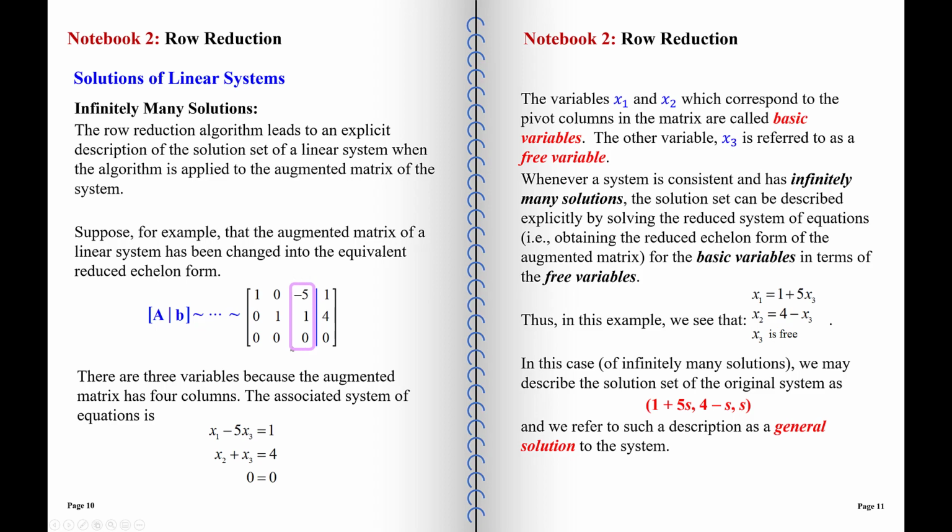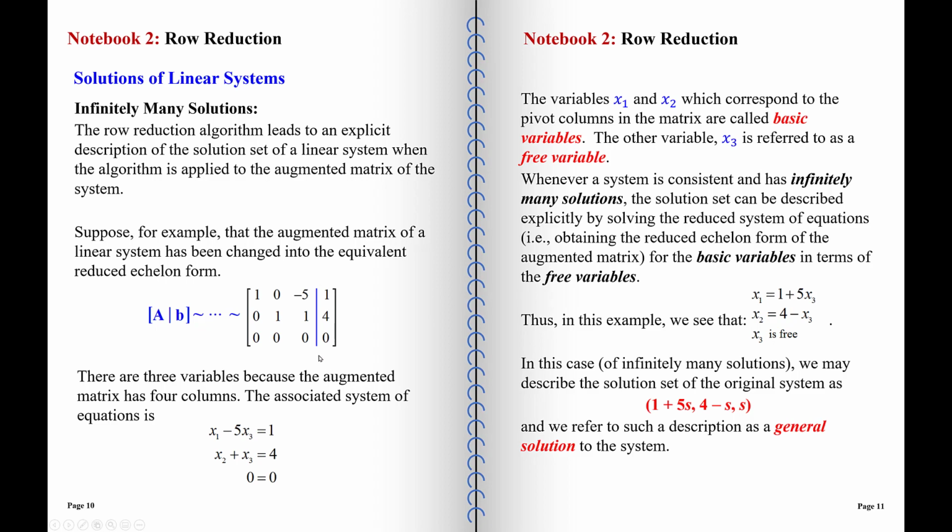We call that a free variable, or rather, the variable associated with that column will be a free variable. So if we have 3 columns on the coefficient side, we'll have 3 variables. We'll call them x1, x2, and x3. x1 and x2 are basic variables because there are pivots in those 2 columns. x3 is a free variable because there's no pivot in this column.